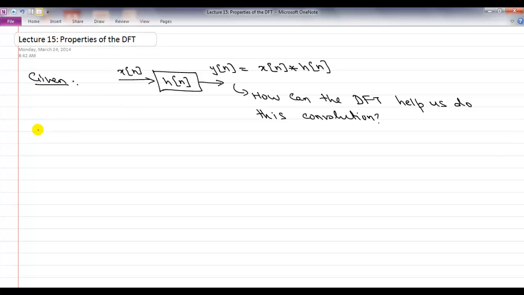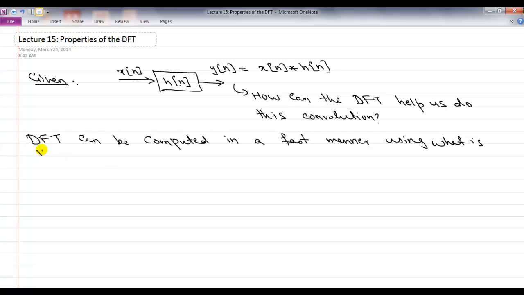So we talked about how the DFT can be computed in a fast manner using a class of algorithms. It's not just one algorithm, using what is known as the fast Fourier transform, or as it is abbreviated, FFT. Okay? And the same goes for the inverse version.